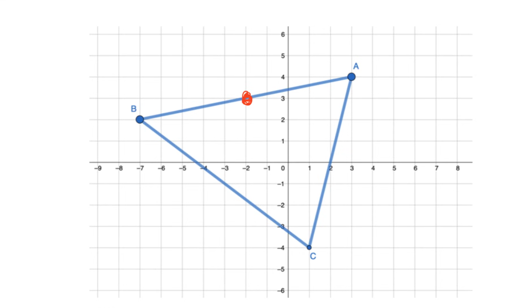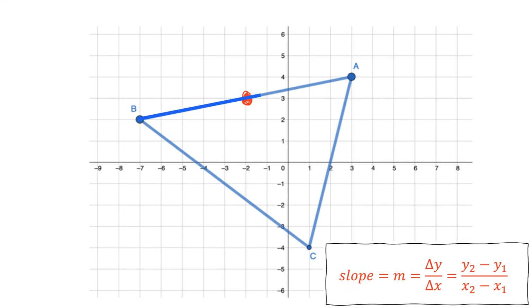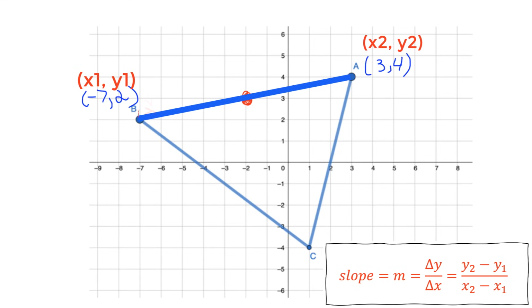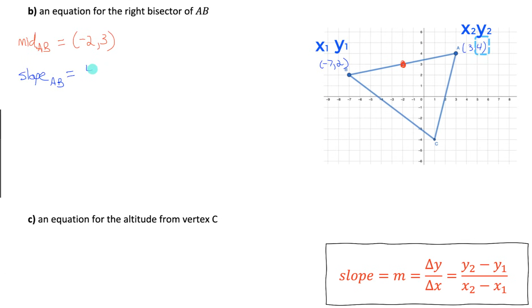To find the slope of the right bisector, we're going to have to do it a little bit differently. Since we only know a single point on our right bisector, we're going to have to use the fact that it's perpendicular to AB to be able to calculate its slope. So let me start by figuring out what is the slope of AB. To calculate the slope of AB, I'll have to find change in y over change in x. So I'll find the difference in the y coordinates, 4 minus 2, divided by the difference in the x coordinates, 3 minus -7.